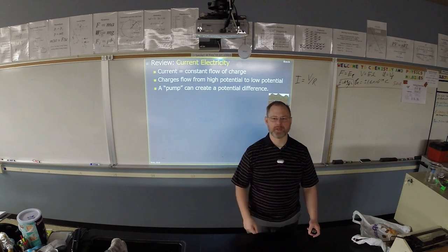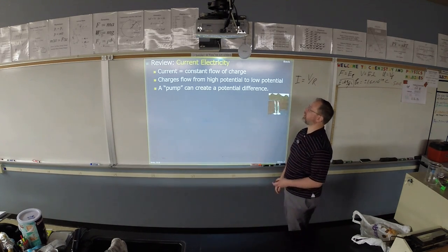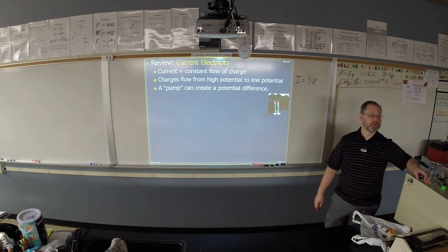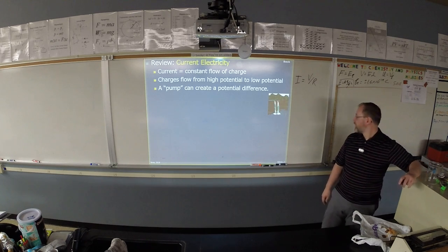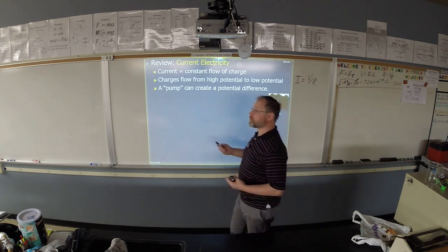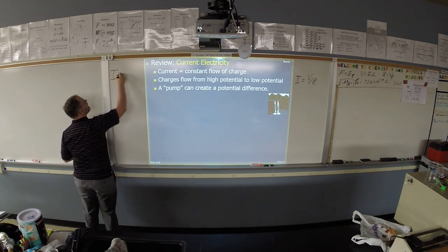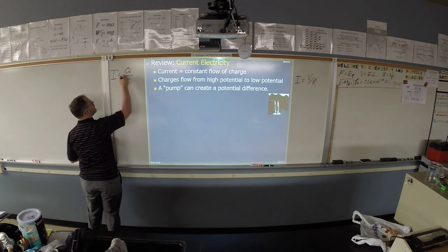It says review because I truncated a lecture and put this in here. It's actually not. So, current electricity. This is not a review. This is actually new stuff for you. Current electricity is the constant flow of charge, and it is defined as charge over time. So, current, which is given the letter I, is defined as the amount of charge over how long it takes for that charge to move.